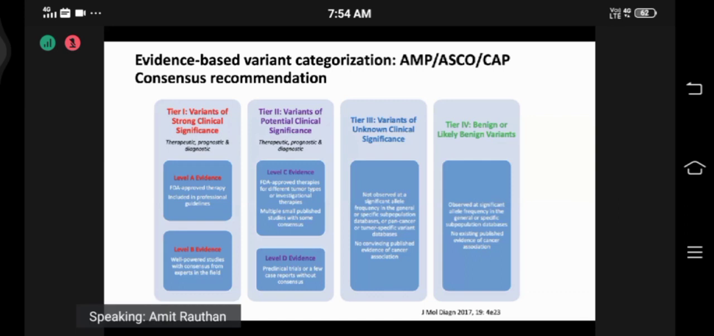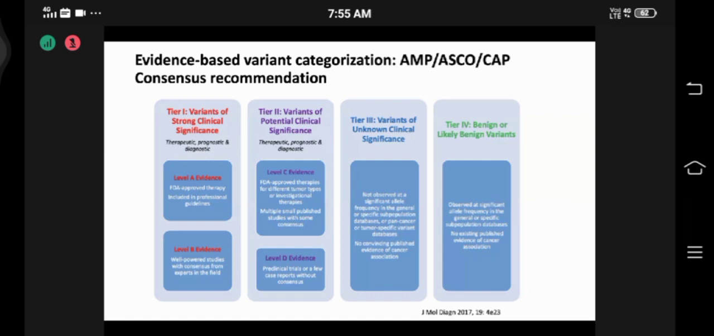A tier 2 variant is a variant of potential clinical significance. This can come into level C and level D. A level C has FDA-approved therapies for different tumor types or investigational therapies. And there are multiple small published studies with some consensus, but there are no well-powered studies here. Or it could be a level D where there are preclinical trials or a few case reports without consensus. Now, these are tiers where there is importance, and these are tiers that we do consider into treatment. But these are tiers where you have to make patients understand why you're calling it a tier 2 variant and how you are going to address it and what's the reason for addressing it.